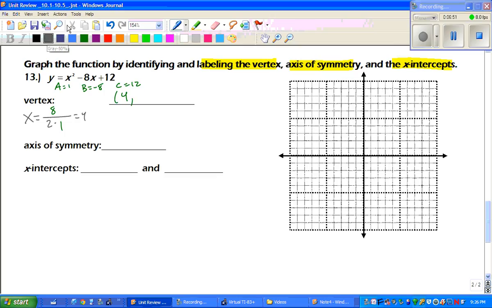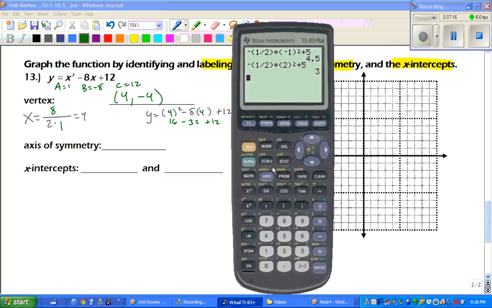And now to find the other point, we're going to plug it into y equals 4 squared minus 8 times 4 plus 12. 4 squared is 16 minus 32 plus 12. And when you do all of that, you're going to get -4. Sorry, I did it the faster way in my head. But if you want to punch all of that in, it's 4 squared minus 8 times 4 plus 12. And you get -4. What do you know? My brain's just a little bit faster than the calculator.